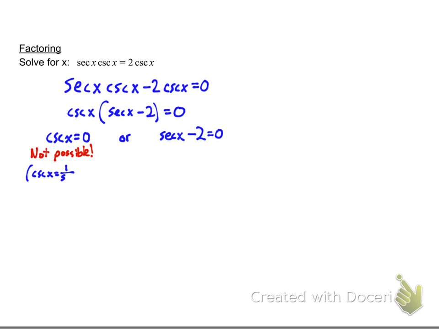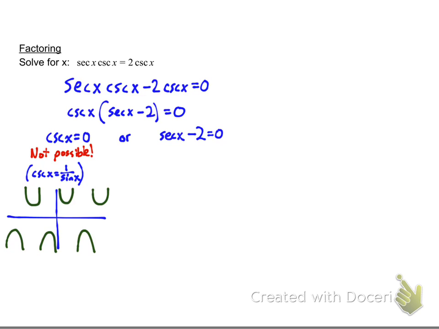Cosecant of x equals 0 is actually not possible. One reason is because the cosecant of x is 1 over sine, and there's no number we can plug in there to make that equal to 0. But the better reason is if you graph it, and you know cosecant is 1 over sine, so it looks like this. If you graph it, cosecant never reaches all the way down to 0. So cosecant of x can't be 0, so that's a dead end. That's nice. That's fewer solutions that we have to check at the end.